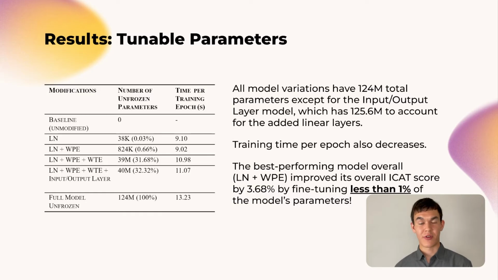You can see the same models from the previous table, and the LN and the LN plus WPE models both observed the best results on the StereoSet benchmark, but they only fine-tuned less than 1% of their total parameters. You can also see that as the number of tunable parameters decreases, so does the training time per epoch. Let me emphasize again, the best performing model overall is the LN plus WPE model, which increased its ICAT score by 3.68% by fine-tuning less than 1% of the model's total parameters. This suggests that a lot of the stereotypical bias that StereoSet measures is actually consolidated in these parts of the model.